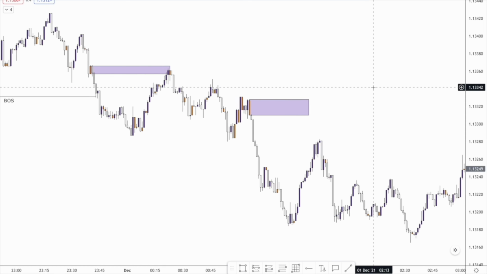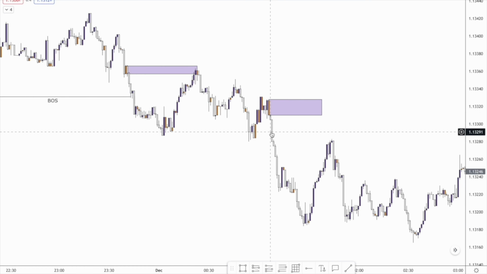So if we zoom out, we should get a mitigation into this point, because we've broken structure, we've broken this low here, we've got some impulsive movement, and we've also got imbalance, which is causing price to come back up to this area. So let's paint the picture.